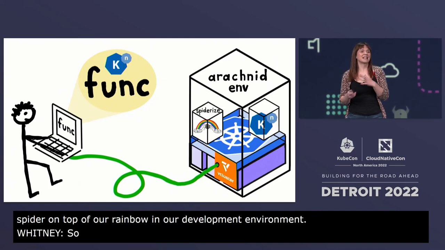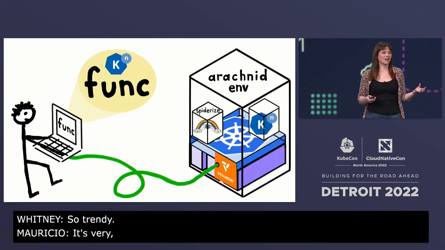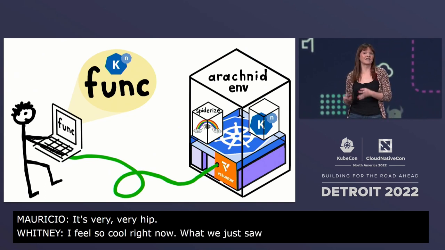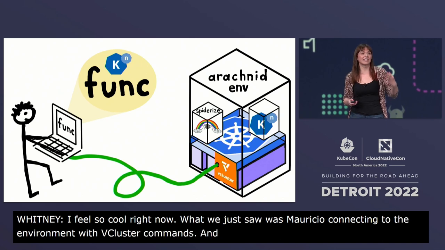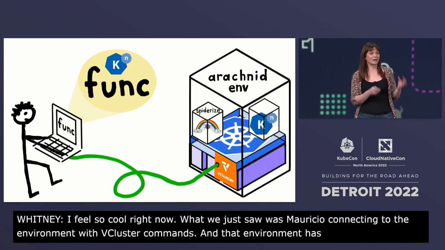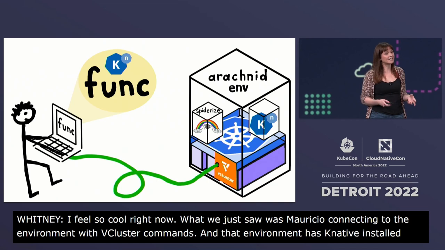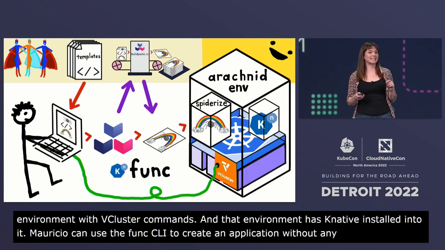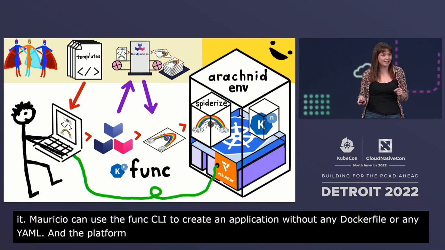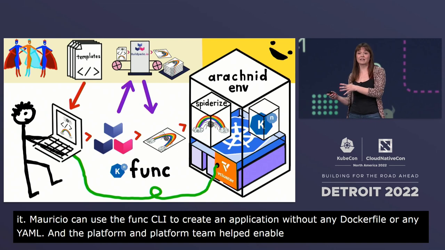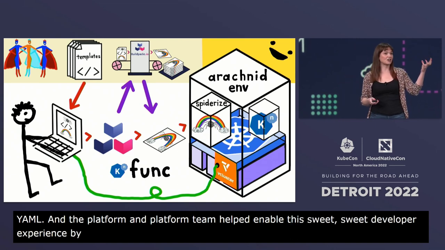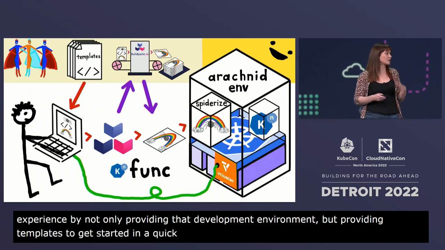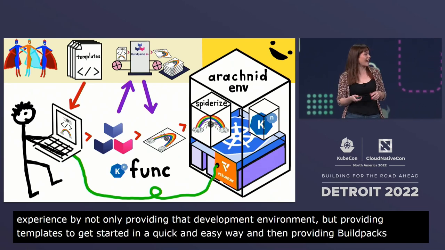So what we just saw is Mauricio connecting to the development environment with vCluster connect commands, and that environment already has Knative installed into it. So Mauricio could immediately use the Func CLI to create and deploy an application without any Dockerfile or any YAML. And the platform team helped enable this sweet, sweet developer experience by not only providing that development environment, but by providing templates to get started in a quick and easy way, and then providing buildpacks to automate the build of source code to container image in a company-happy way.